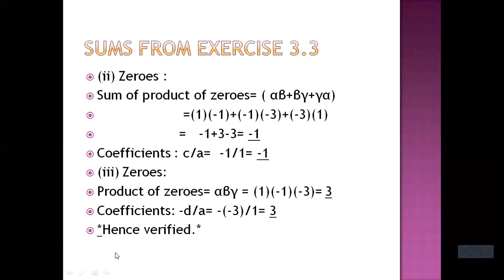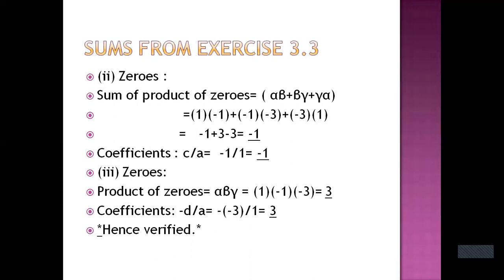So in this way we can verify any cubic polynomial. There is a small difference between a quadratic and a cubic polynomial. In a quadratic polynomial, directly the polynomial will be given. You have to factorize the polynomial by splitting the middle term and find the zeros first. Then you have to verify the relation between the zeros and coefficients by taking those two zeros as alpha and beta.